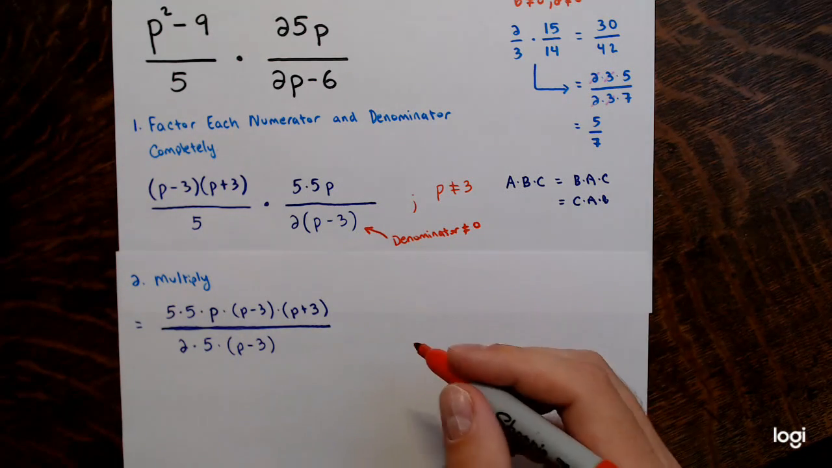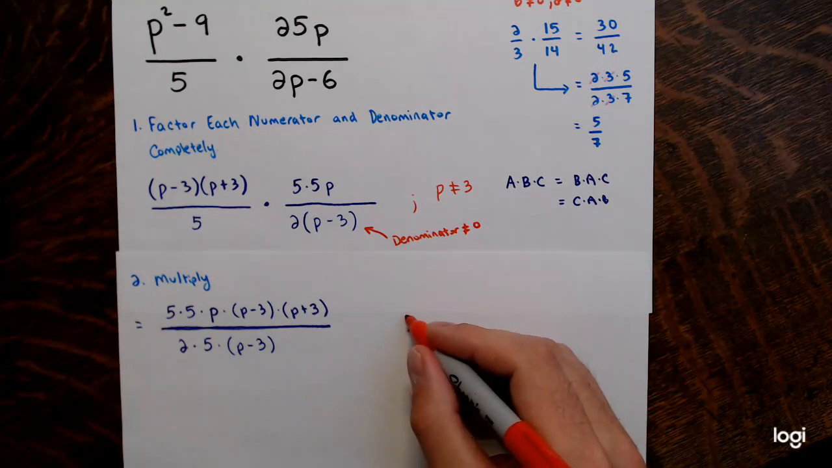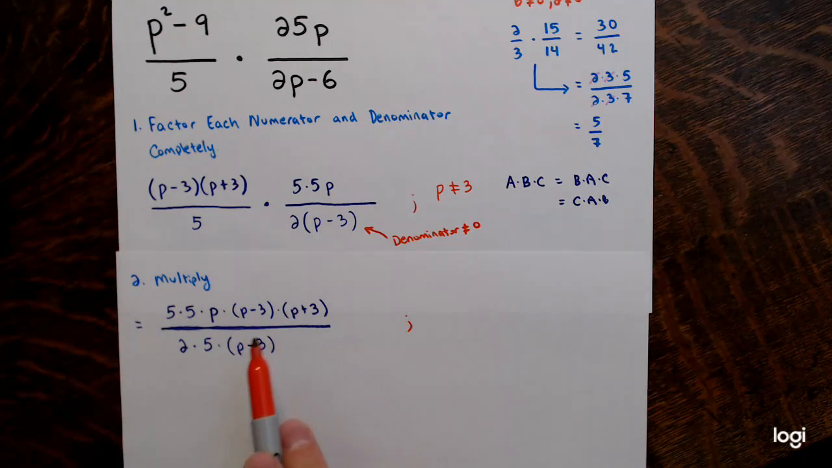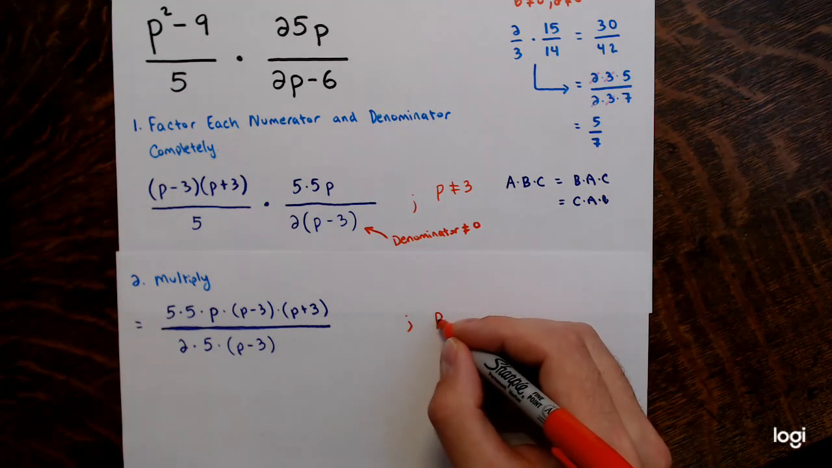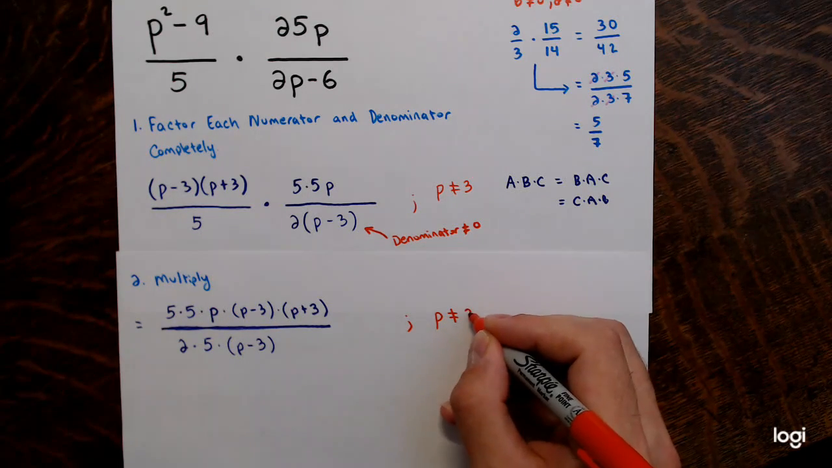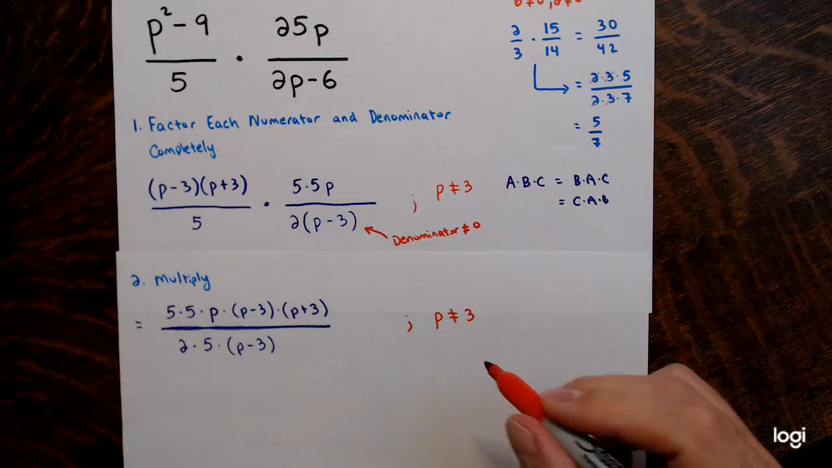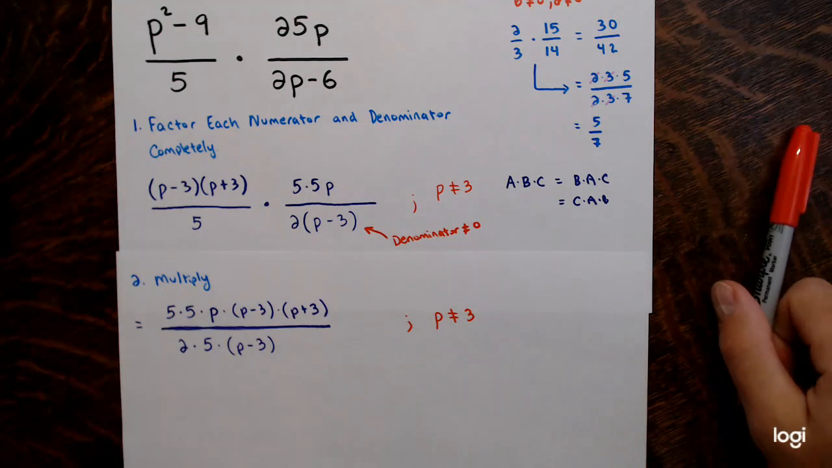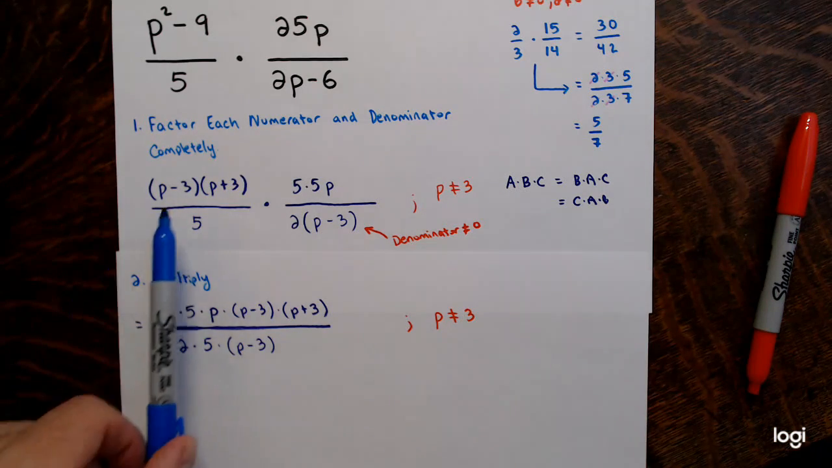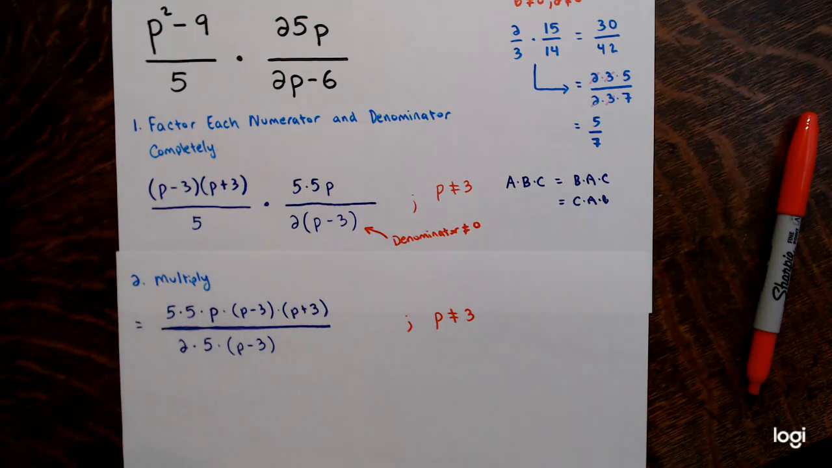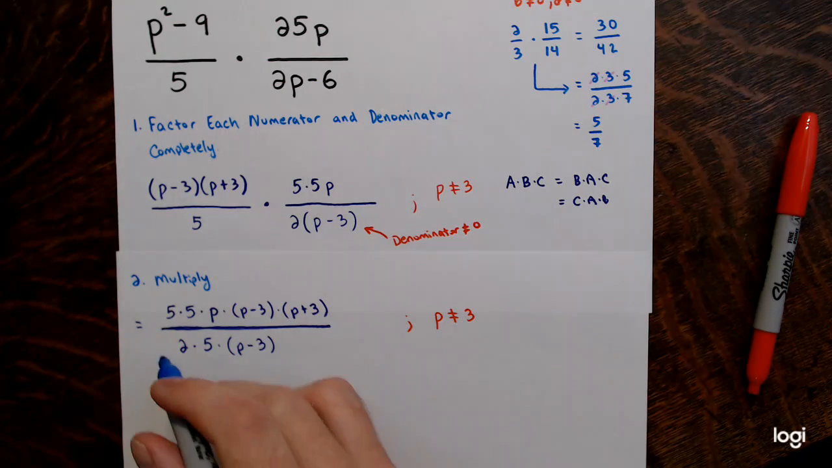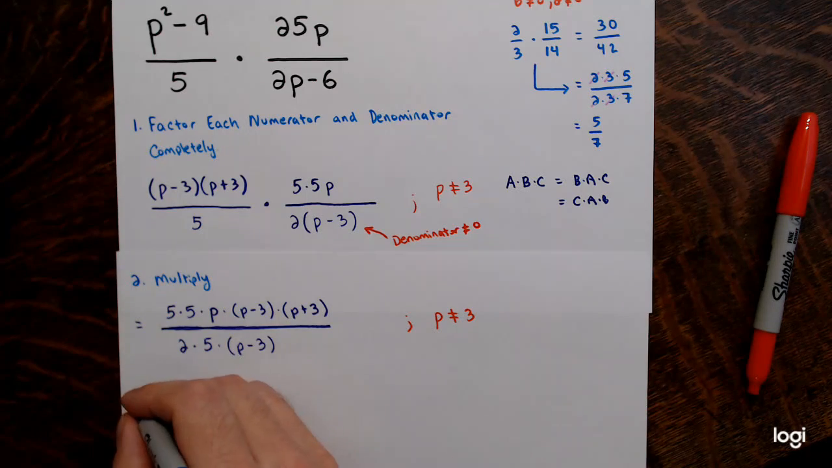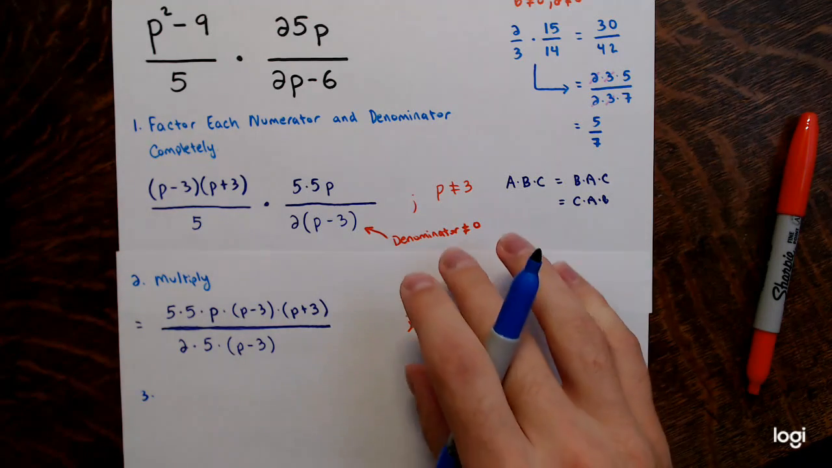And I'm going to keep writing this every step of the way. This product is equal to this product is equal to this product, and the whole way down I make a note to myself: the value of p can never be replaced with 3. Now I've multiplied the fractions, multiplied the numerators, multiplied the denominators, basically just listed the factors with a big fraction bar. And then lastly, we'll do the simplification.